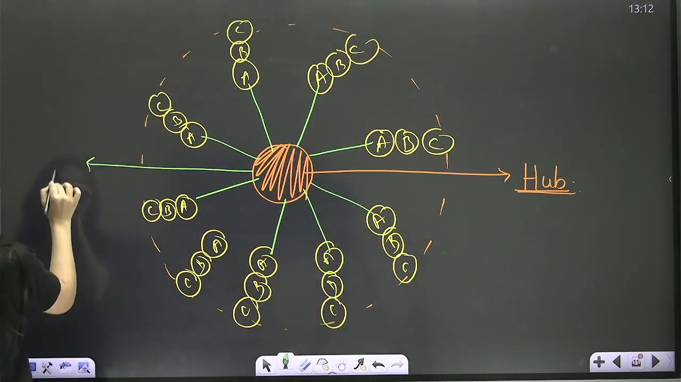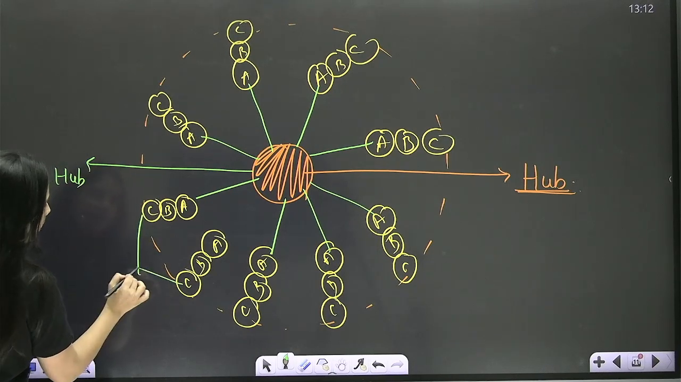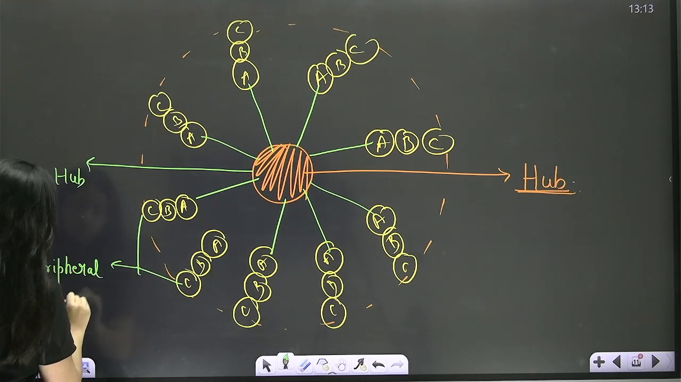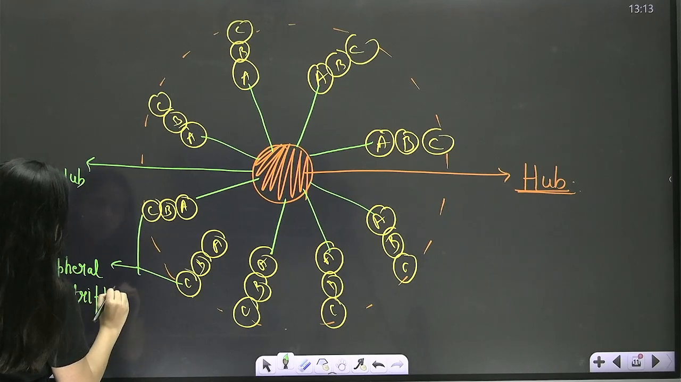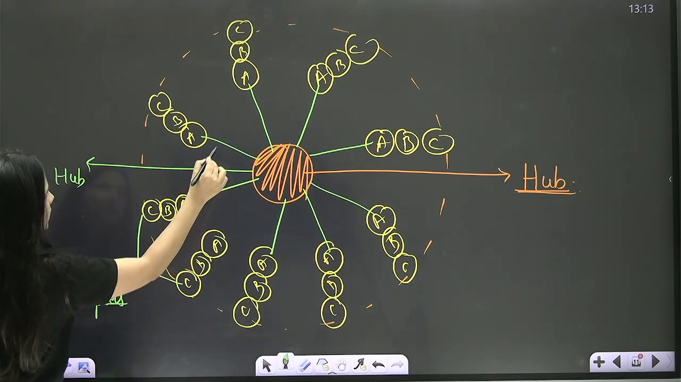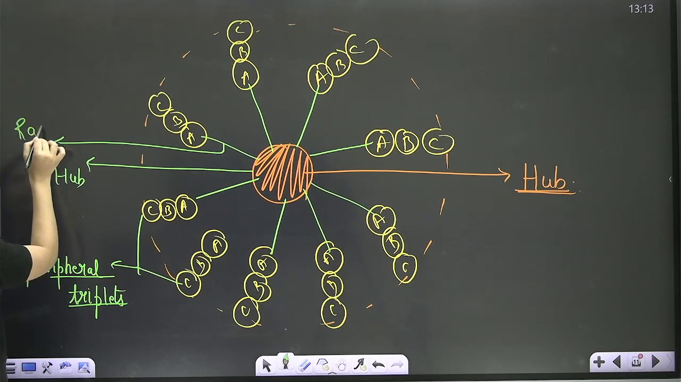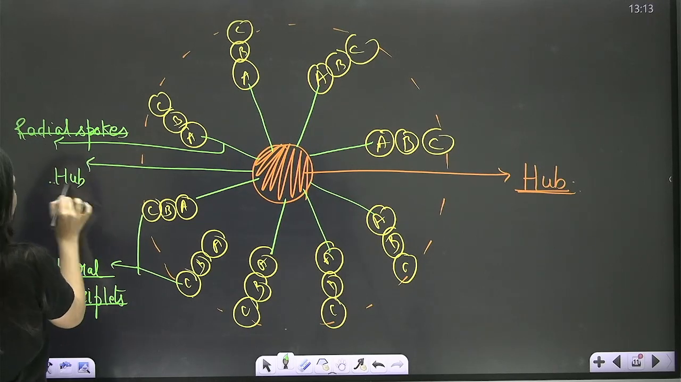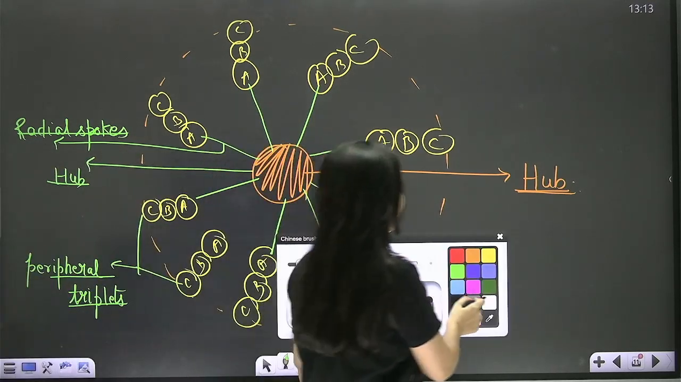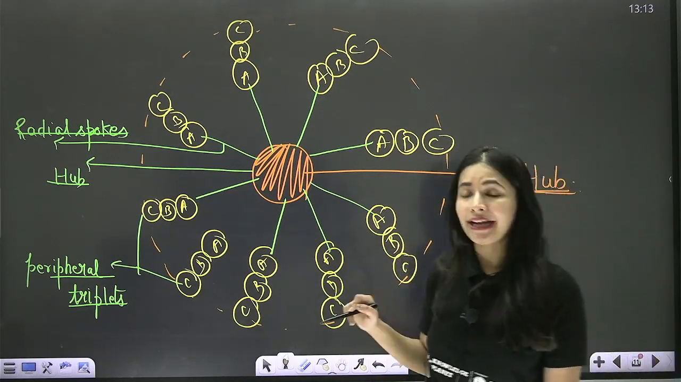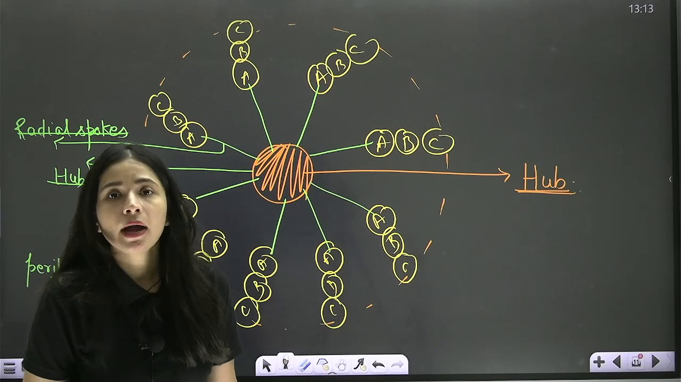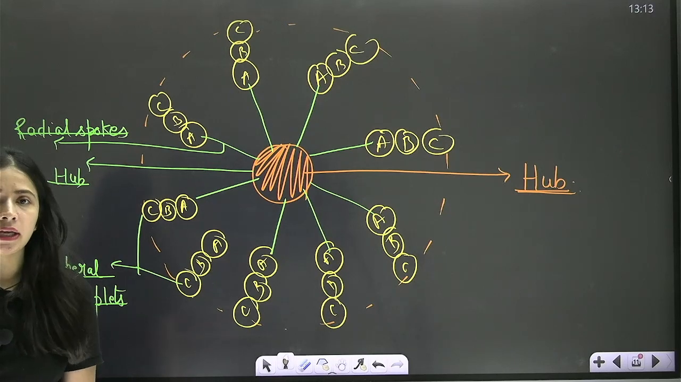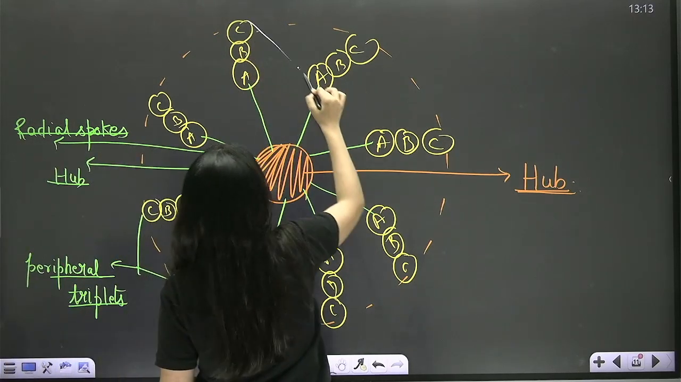So, this is your hub. These are your peripheral triplets, microtubule triplets. And they are connected to the center with the help of radial spokes. Not only are these peripheral triplets connected to the center, but they are also connected to each other with the help of a linker made up of nexin protein, and that is known as CA linker. So like this you have to draw.